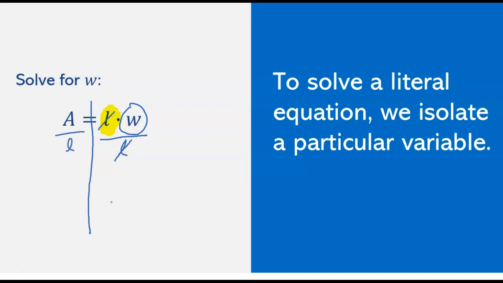The L's will cancel, and we get A over L equals W. Notice we don't have any numbers in there. We can't simplify anything. We can't do any calculations. All we've done is just rearrange this equation. So now instead of A being by itself, W is by itself. W equals A over L.